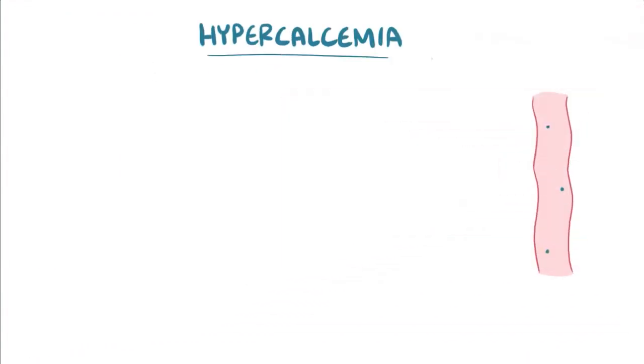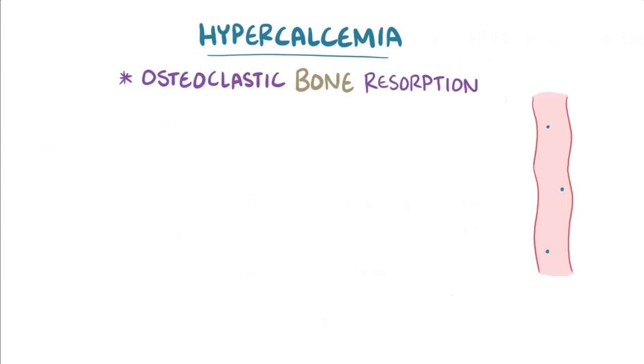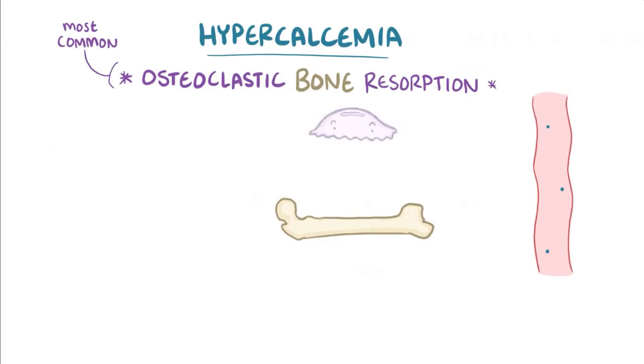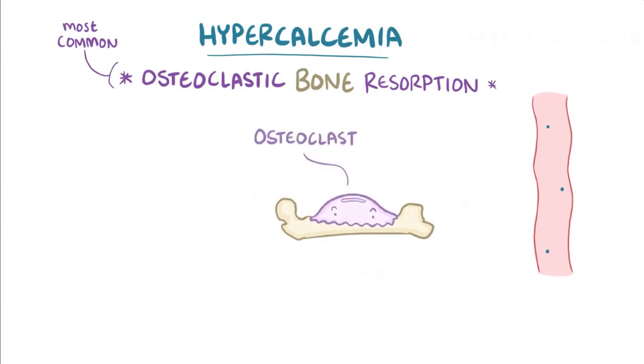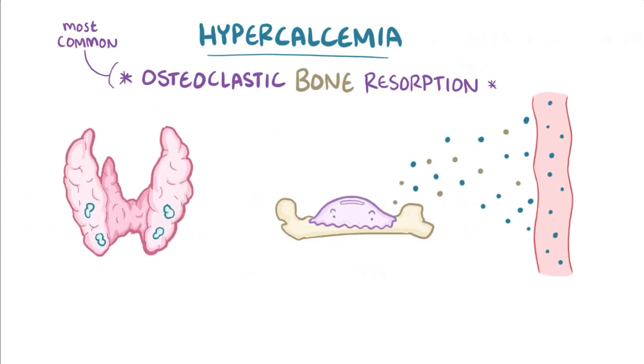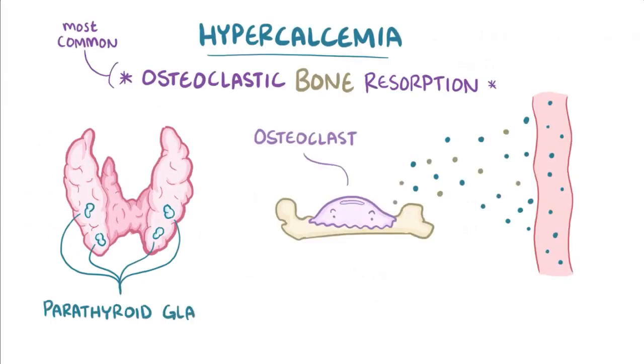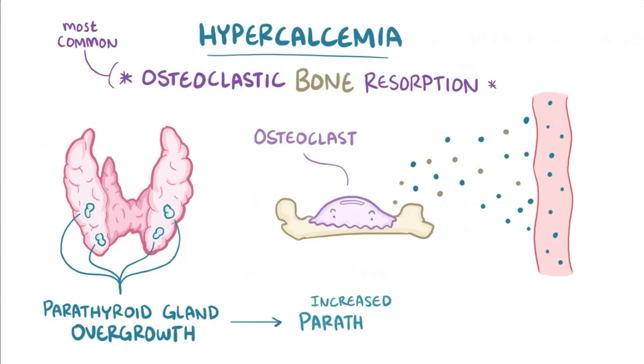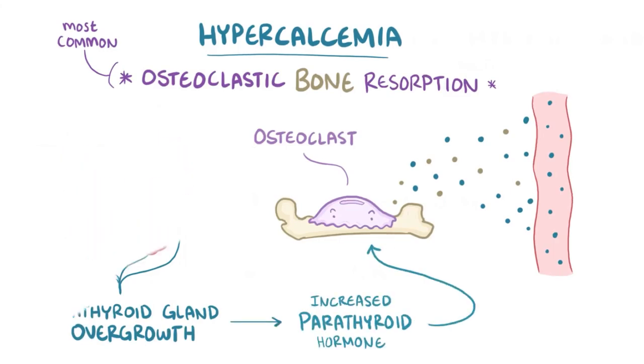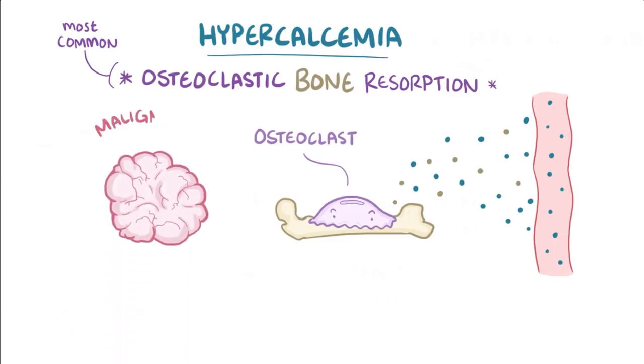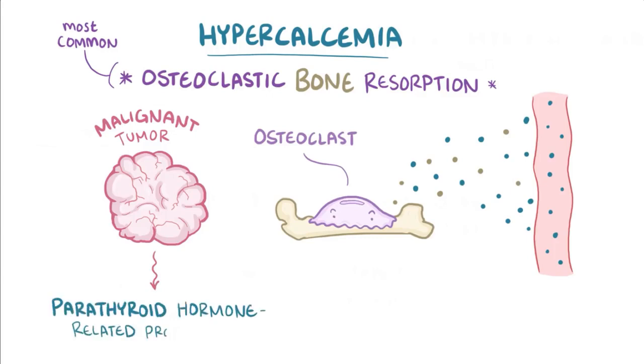Now, true hypercalcemia might be caused by increased osteoclastic bone resorption, which is actually the most common cause. And this is where osteoclasts, which are little bone-eating cells, frantically break down the bone and release calcium into the blood. This might happen when the parathyroid gland becomes overgrown and releases more parathyroid hormone. Another well-known cause of hypercalcemia are malignant tumors, some of which secrete parathyroid hormone-related protein, or PTHrP, a hormone that mimics the effect of parathyroid hormone, which stimulates the osteoclasts.